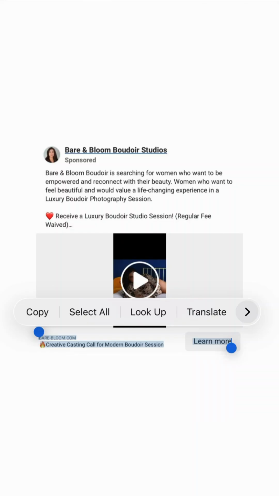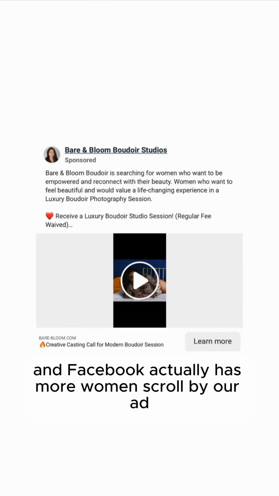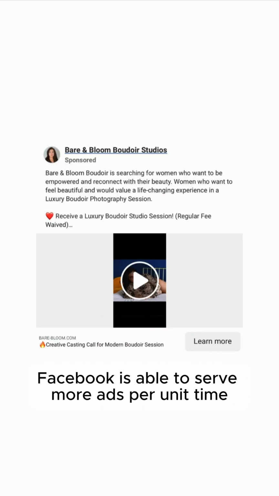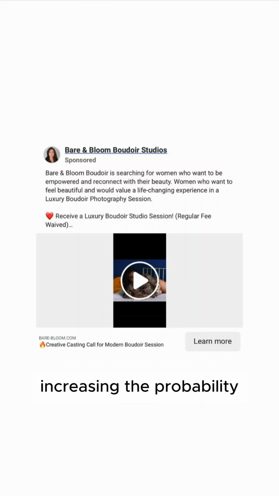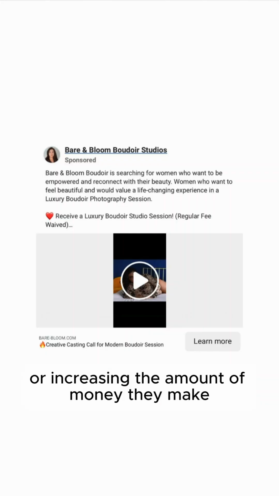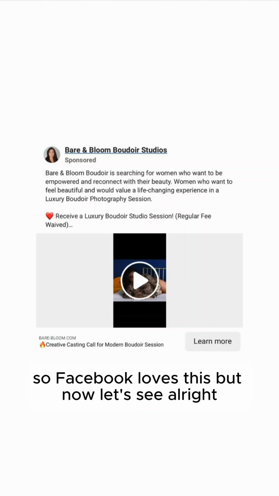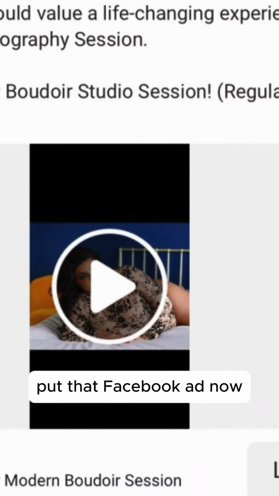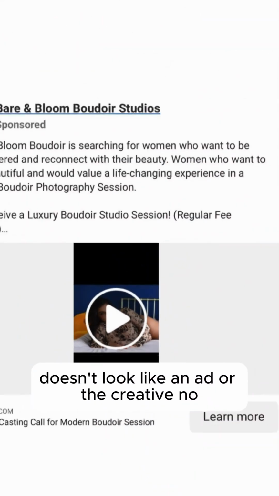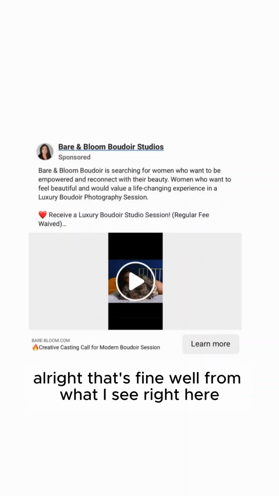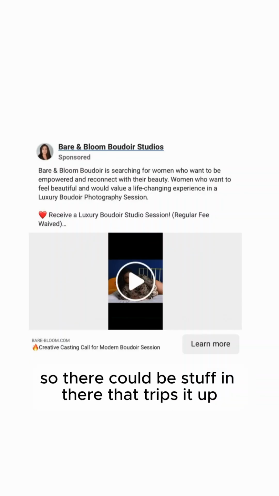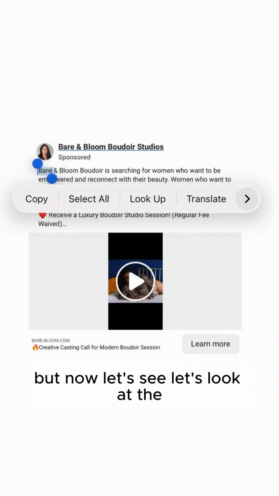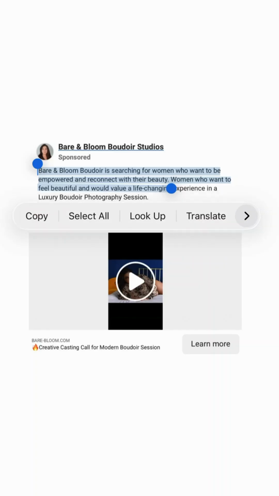And so that's that. Facebook actually has more women scroll by our ad per unit time. Facebook is able to serve more ads per unit time, increasing the amount of money they make per unit time. So Facebook loves this. But now let's see. All right, Boudoir Facebook ad. No, it doesn't look like an ad in the creative. No, all right, so that's fine. Well, from what I see right here, it's a video, so there could be stuff in there that trips it up. But now let's look at the see more headline, first 2¾ lines, Facebook newsfeed mobile.